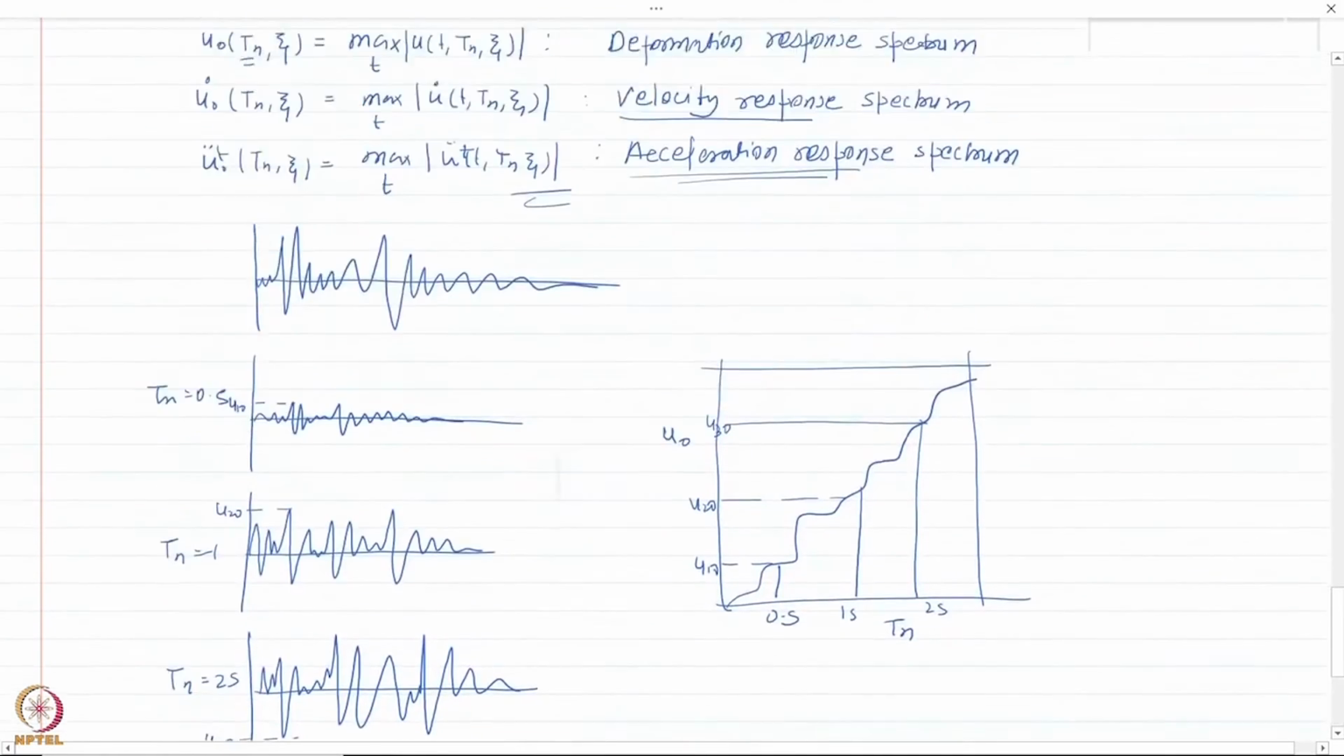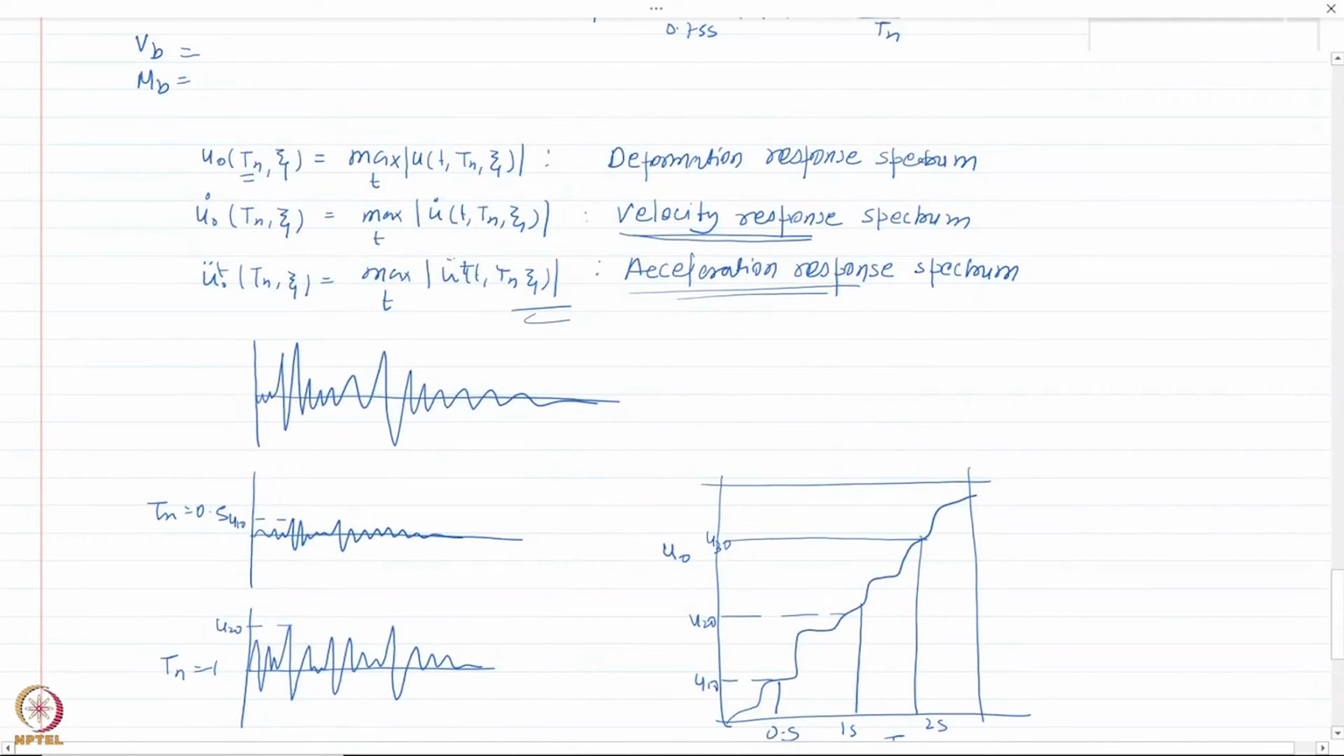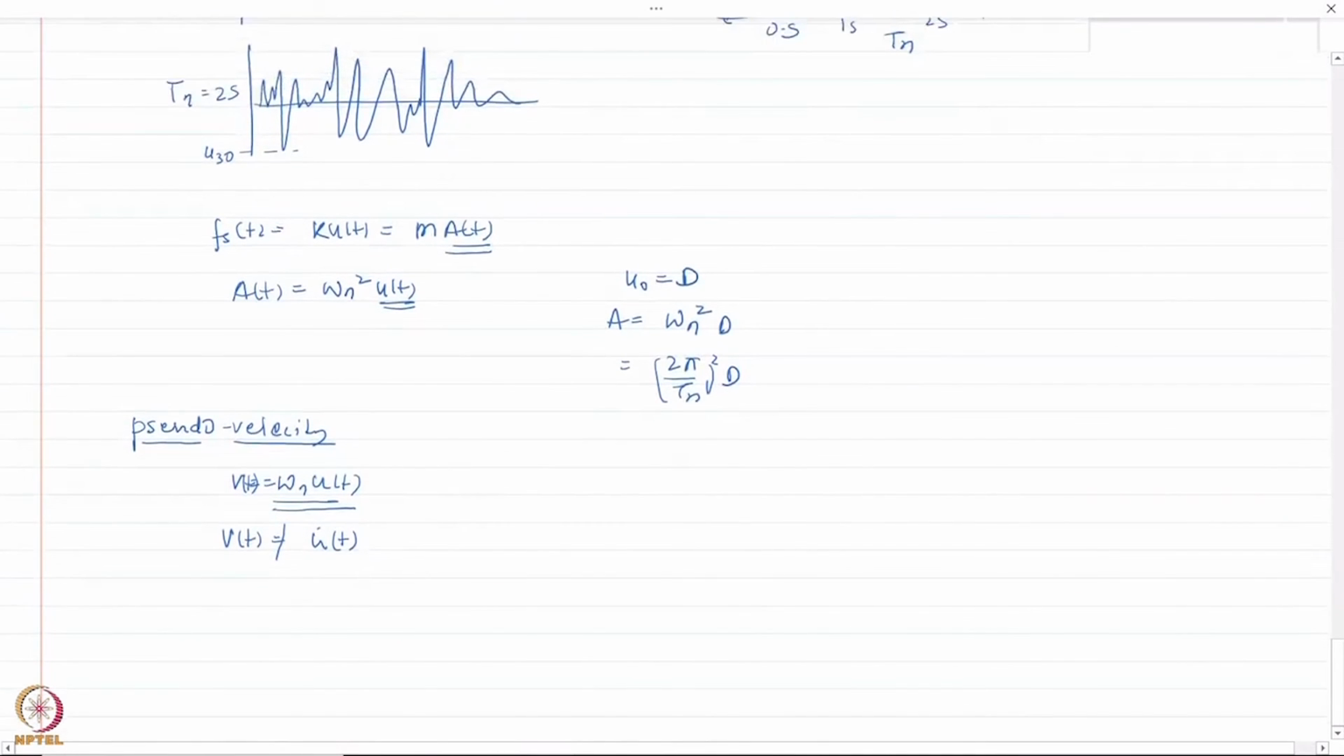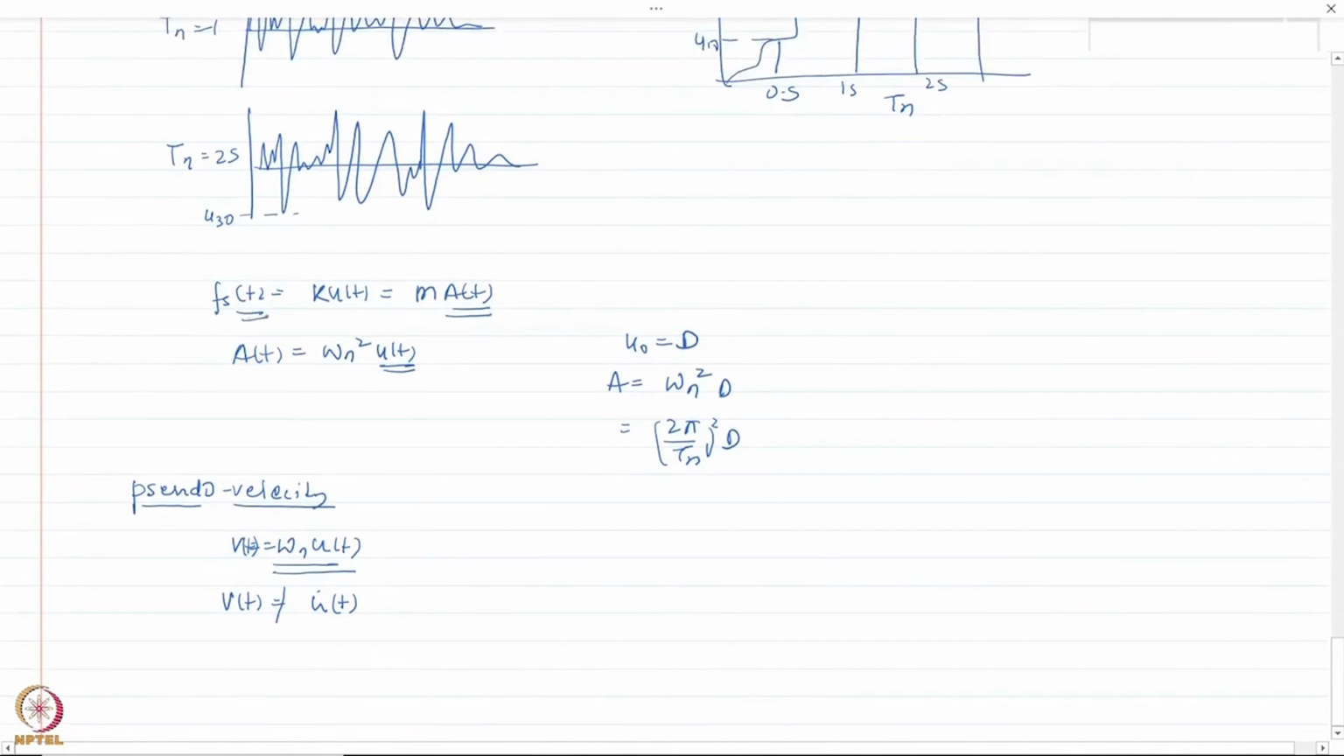So instead of finding the velocity response spectrum and acceleration response spectrum, I am more interested in finding the pseudo acceleration response spectrum, because my equivalent static force is a function of pseudo acceleration, not the absolute acceleration. And if the equivalent static force is a function of pseudo acceleration, then of course my base shear and moment would also be a function of that.